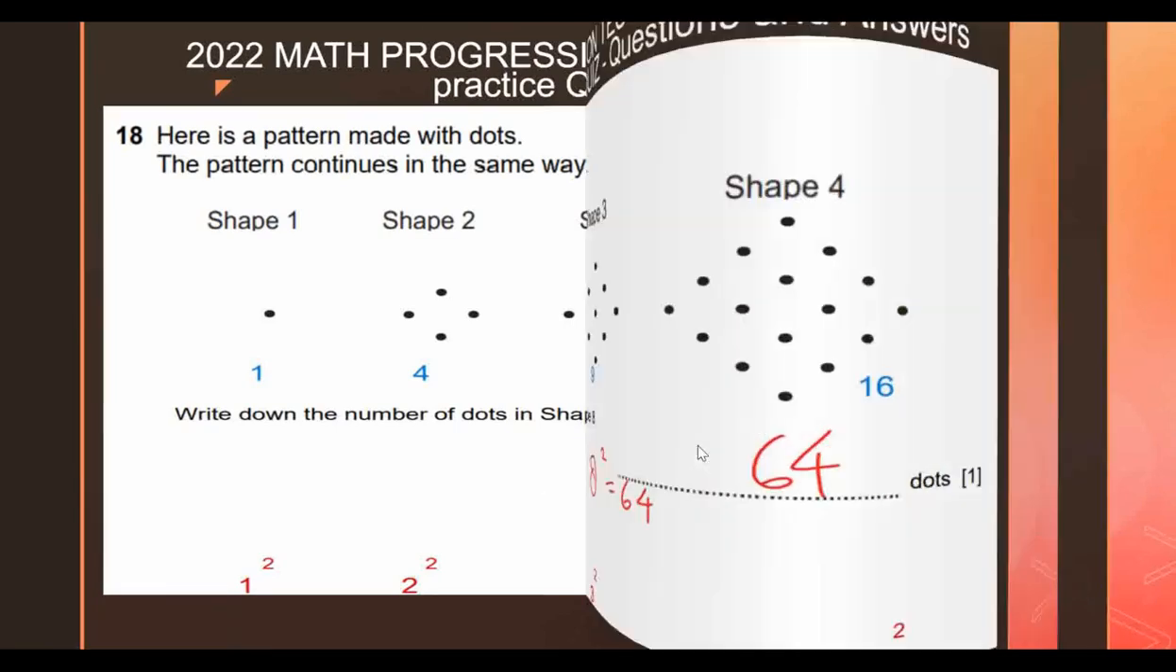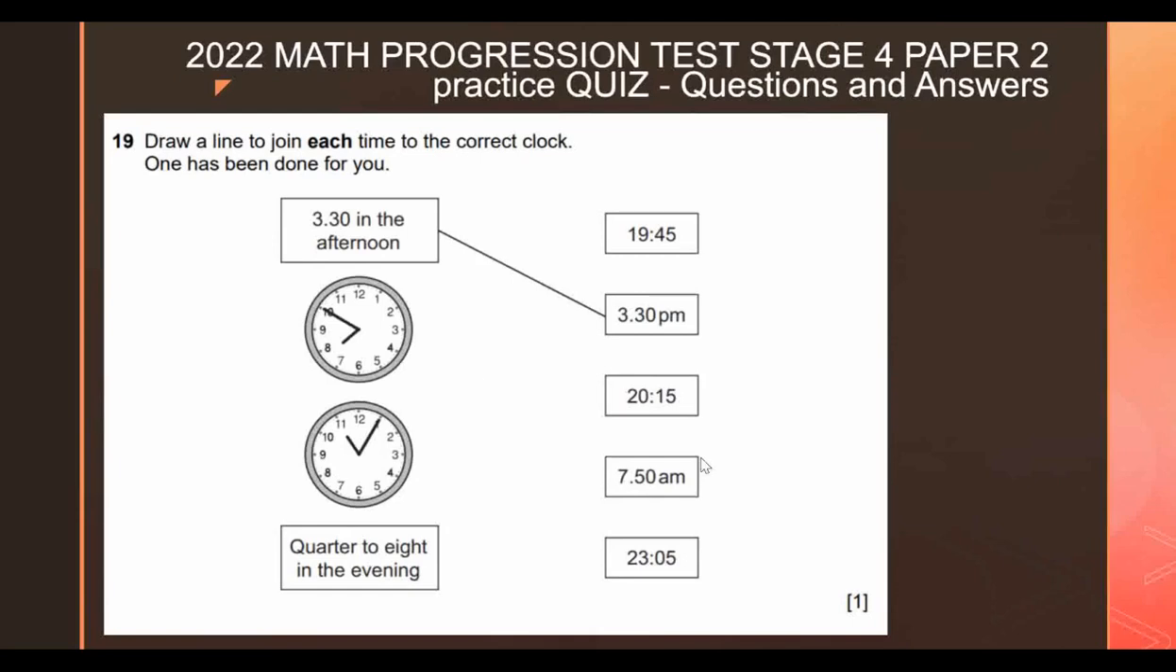Next. Question 19. Draw a line to join each time to the correct clock. One has been done for you. 3:30 in the afternoon is 3:30 p.m. What about this one, and this one?